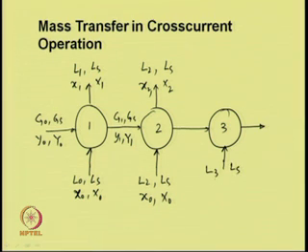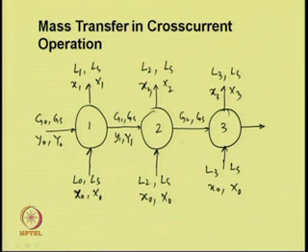Ls, X naught, capital X naught and leaving at L3, Ls, X3, capital X3 and this gas is G2, Gs, Y2, capital Y2 and this is G3, Gs, Y3, capital Y3.